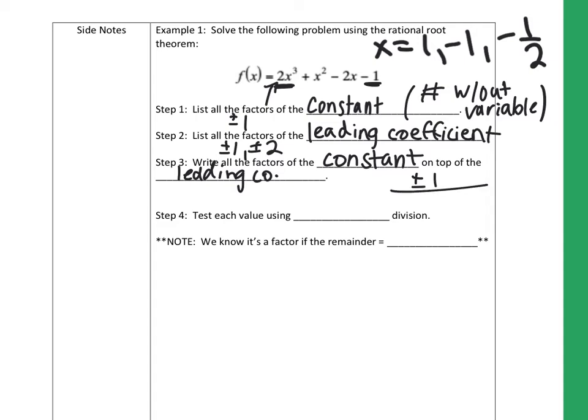And leading coefficient was ±1, ±2. Okay, and then we test each value using synthetic division. We know it's a factor if the remainder is 0.